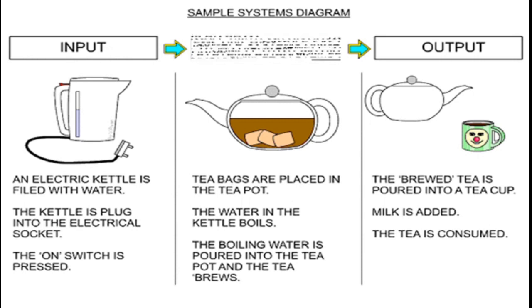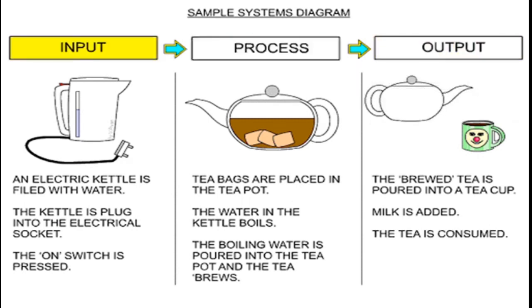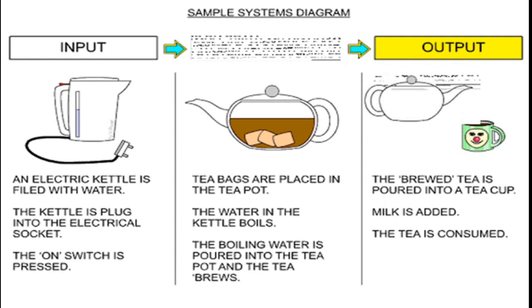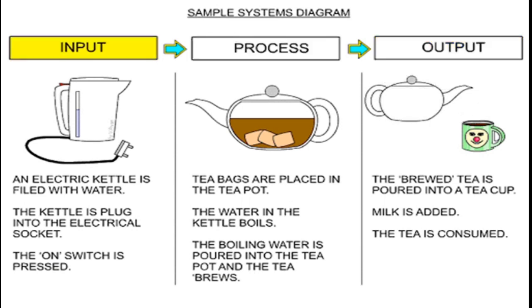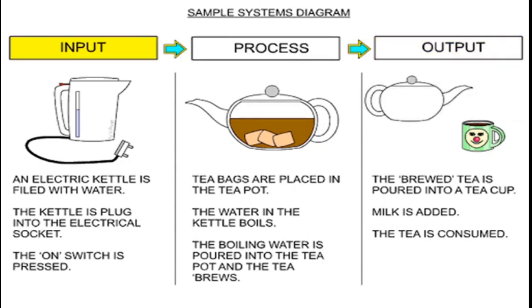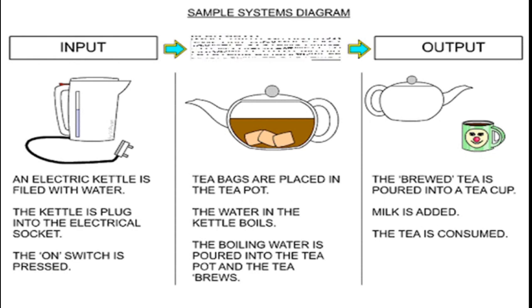The second step is tea bags are placed in the teapot. The water in the kettle boils. The boiling water is poured into the teapot and the tea brews. It's called process. Third step, the brewed tea is poured into the teacup. Milk is added. The tea is consumed. It is called output. Same process is followed by a computer. A computer receives data as input, processes it, stores it and then produces output.